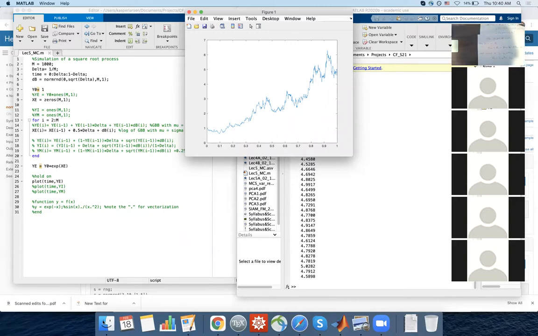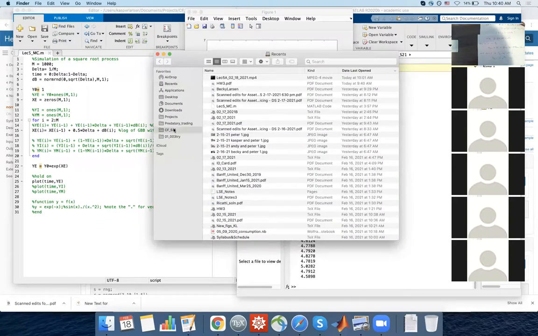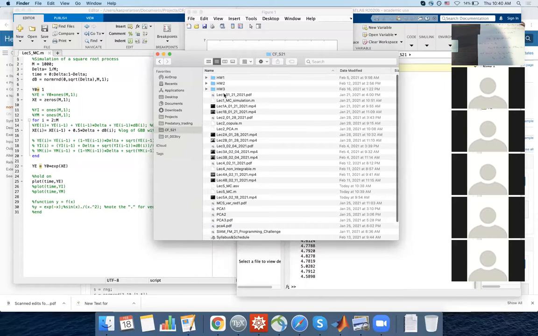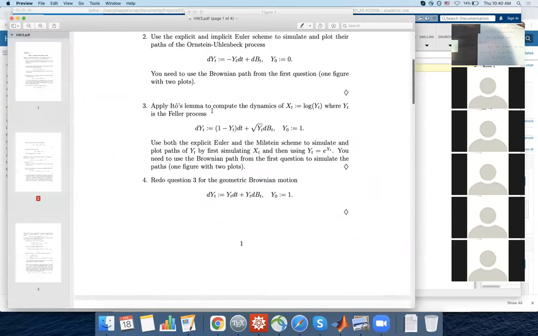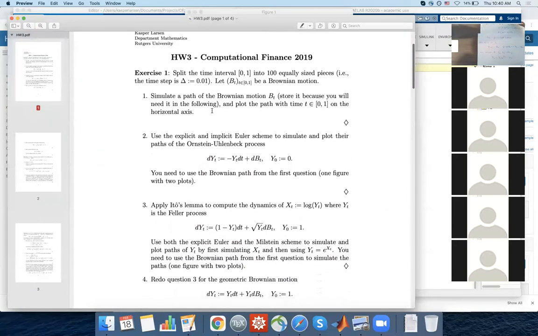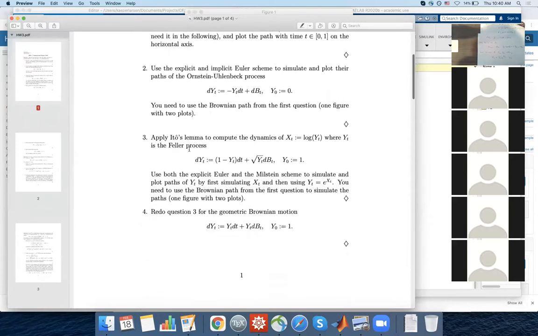If you switch over to the homework, the same issue is going to appear in homework number 3. The process that we're playing with here is this Feller process, the square root process. There's a drift, kappa times theta minus y. Here kappa is equal to 1, theta is equal to 1, and beta is equal to 1. You're having this problem, and here we actually got to see that there are problems when you try to put in a negative value for y.